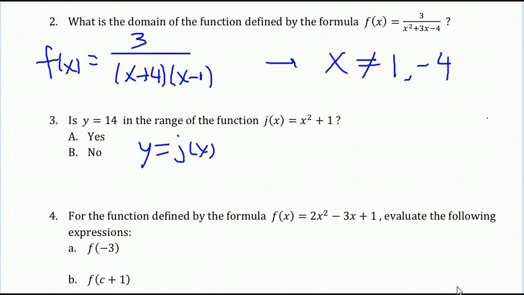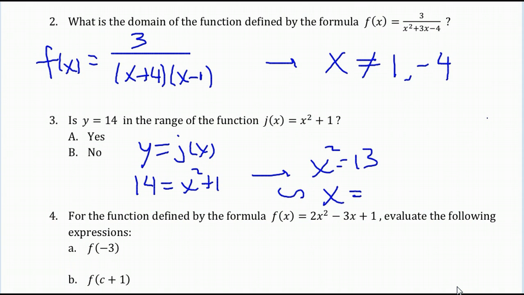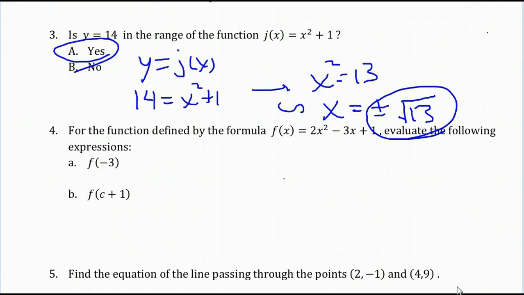Whenever we graph a function, for the third one, it's always y equals g of x. So if we're given y equals 14, we want to know, is there an x that satisfies that the value of the function is 14? Well, we set up that equation, we solve it, we actually get two solutions, plus or minus the square root of 13. So yes, that is in the range of that function.